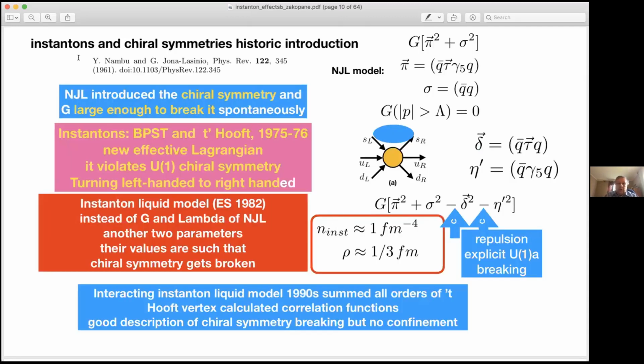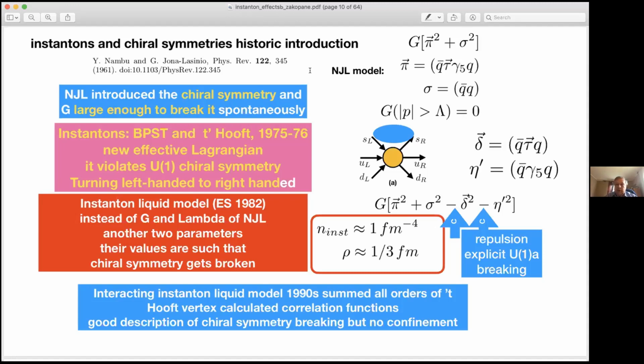So here is a historic introduction about chiral symmetry breaking. Chiral symmetry breaking was introduced by Nambu and Jona-Lasinio in the classic paper 60 years ago. This was before QCD, of course. People knew very little about strong interaction. They assumed that the interaction is some four-Fermi operators of some shape. So pion is this quadratic combination of quark fields, square of it is a quartic, and sigma is this. So this is a point-like interaction between fermions.